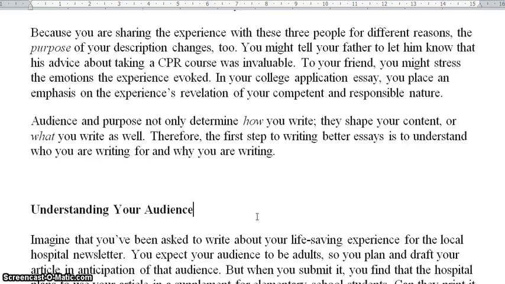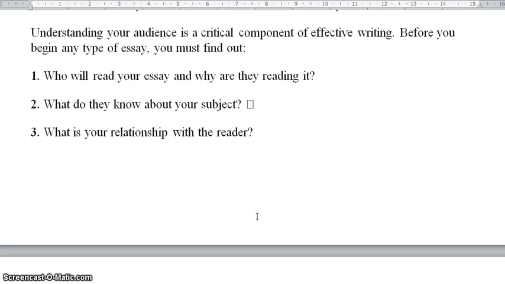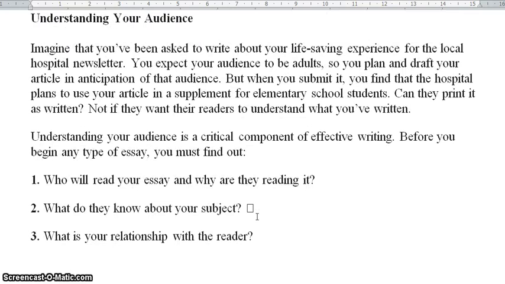Let us look at understanding your audience. Imagine that you've been asked to write about your life-saving experience for the local hospital newspaper. You expect the audience to be adults, so you plan and draft your article in anticipation of that audience. But when you submit it, you find that the hospital plans to use your article in a supplement for elementary school students. Can they print it as written? Not if they want your readers to understand what you've written.